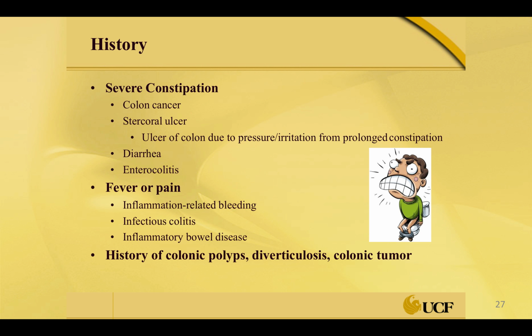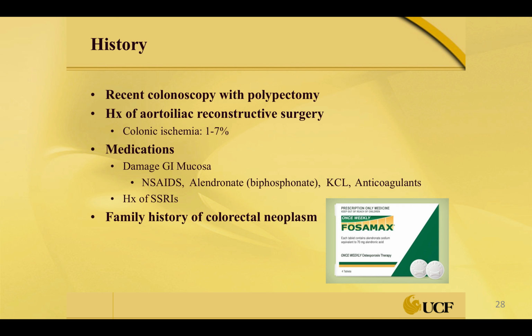Diarrhea and enterocolitis. If the patient has fever or pain, we can suspect inflammation-related bleeding, like infectious colitis or inflammatory bowel disease. If there is a history of colonic polyps, diverticulosis, or colonic tumor, that is also extremely important to know, because these entities are very prone to lower GI bleed. If the patient had a recent colonoscopy with polypectomy, we need to know that.